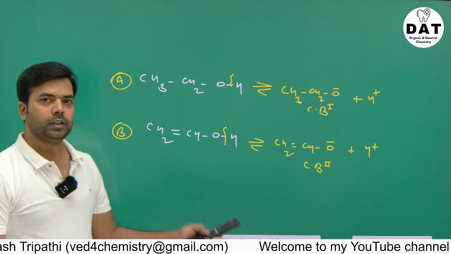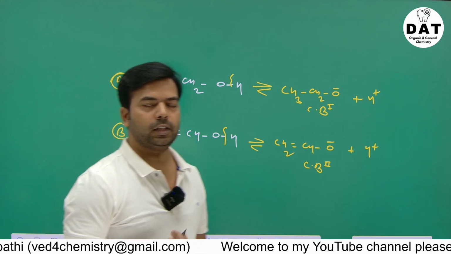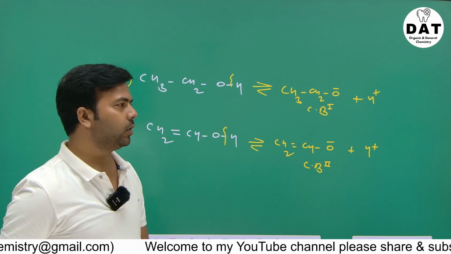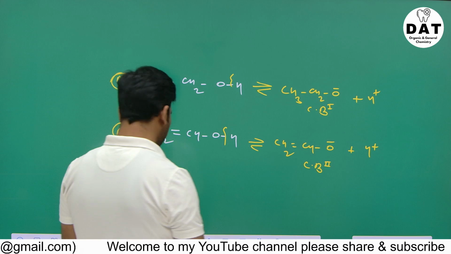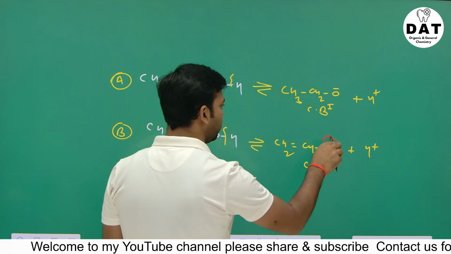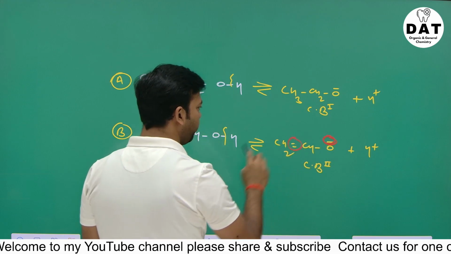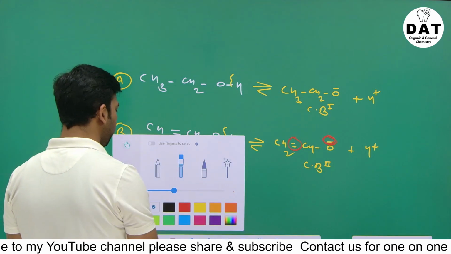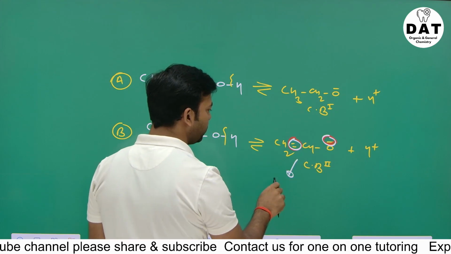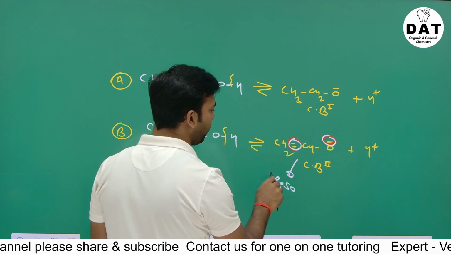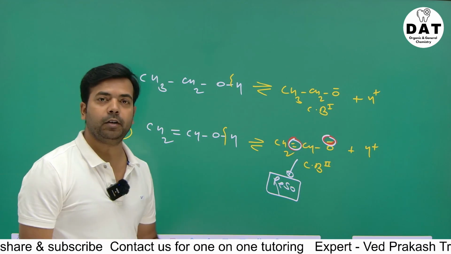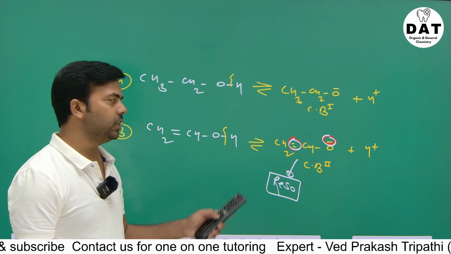Now tell me which conjugate base is in resonance. Take your time. I said that whenever a charge is alternate with the double bond, that is the story of resonance. Here you can see this negative charge is alternate with the double bond. So this is in resonance. Here we have no resonance. Clear? So whenever a conjugate base is in resonance, this is the stable anion.